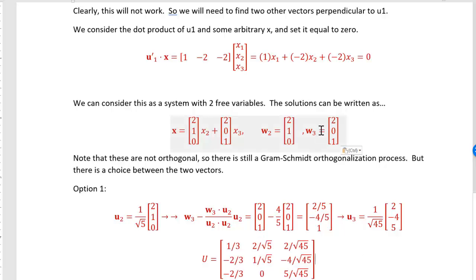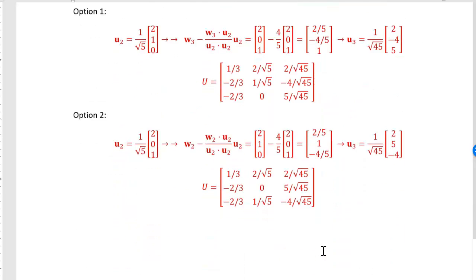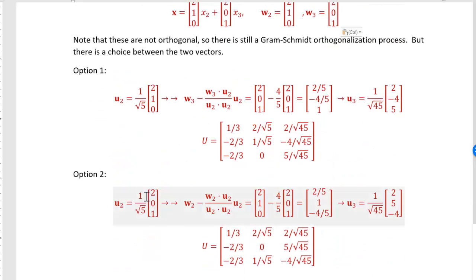If we had chosen W3 to begin with, then we would have had a different set of column vectors for our matrix U. So here's the result for that. If we went with W3 as our U2, then our third vector is going to be the projection of W2 onto W3 or U3, and then this is what we would get. It's close, but it's not exactly the same.